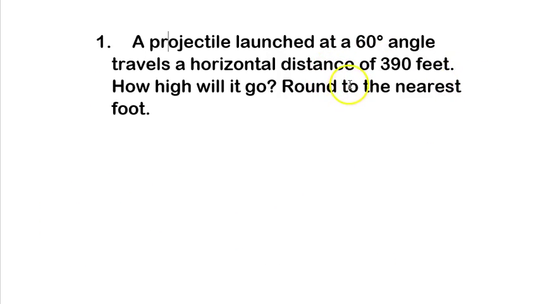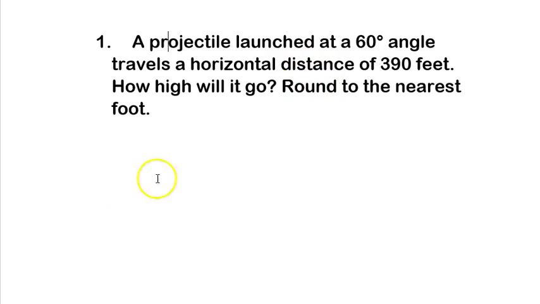Okay, now we're going to use an application of how we might use this knowledge of special right triangles to help us solve a problem. So our problem is a projectile is launched at a 60-degree angle, and it travels a horizontal distance of 390 feet. How high will it go? Round to the nearest foot.